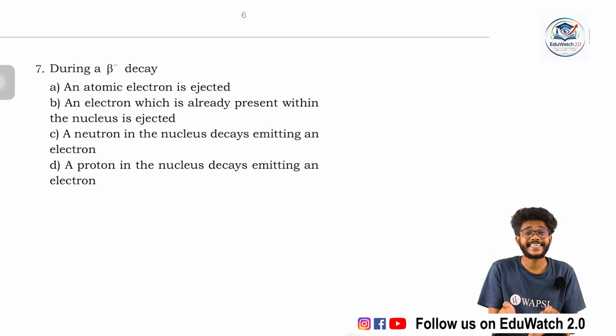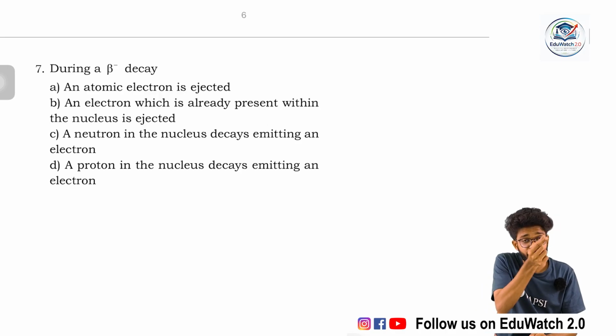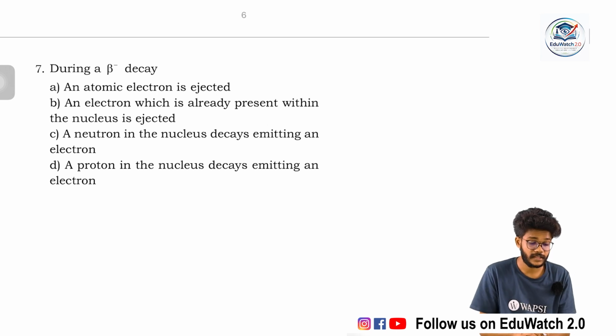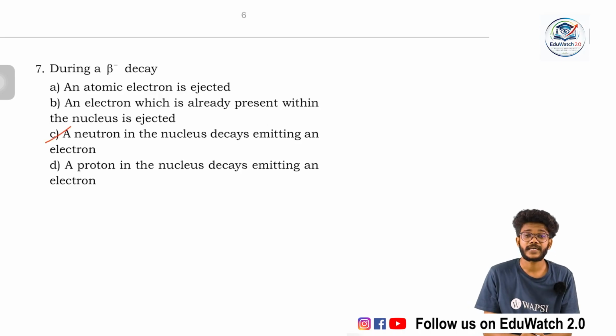We already saw that in the case of bismuth, in the previous section, we saw the reaction formula of bismuth. The neutron in the nucleus is decaying into an electron and a neutrino. So option C, a neutron in the nucleus decays emitting an electron. Yes, a neutron actually decays to an electron. So option C is the correct answer in the beta decay, beta minus decay.